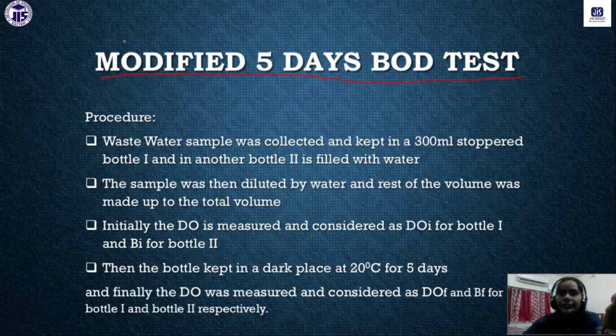But in the modified test, we also consider that the water sample we are using for dilution also has some BOD value. From the total BOD, we subtract the BOD of the water, and thus we get the actual BOD of the wastewater. Okay, so this is the whole procedure for the modified BOD test.